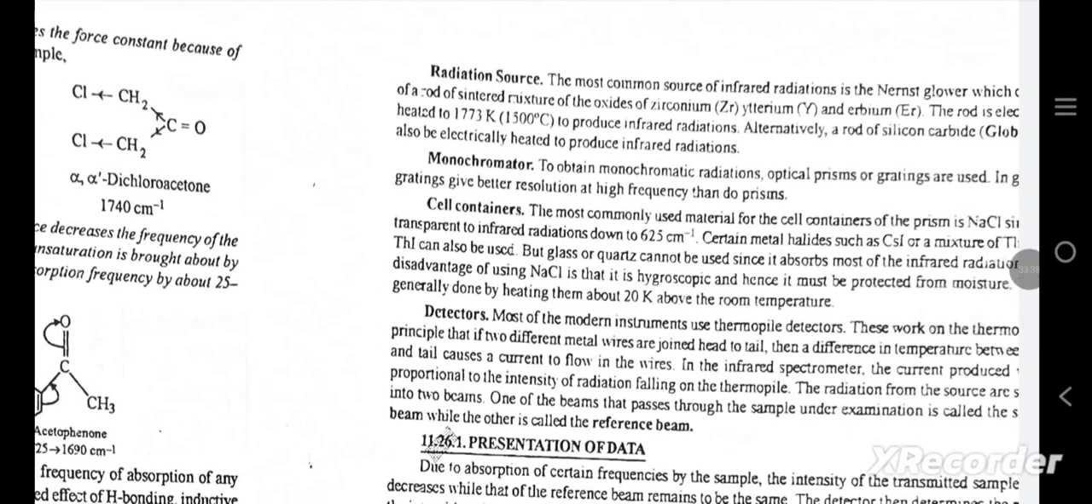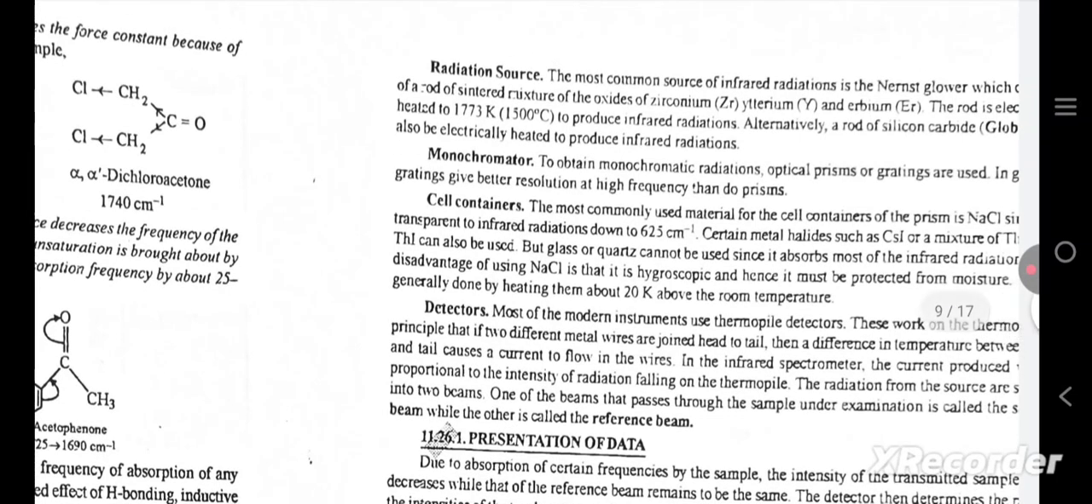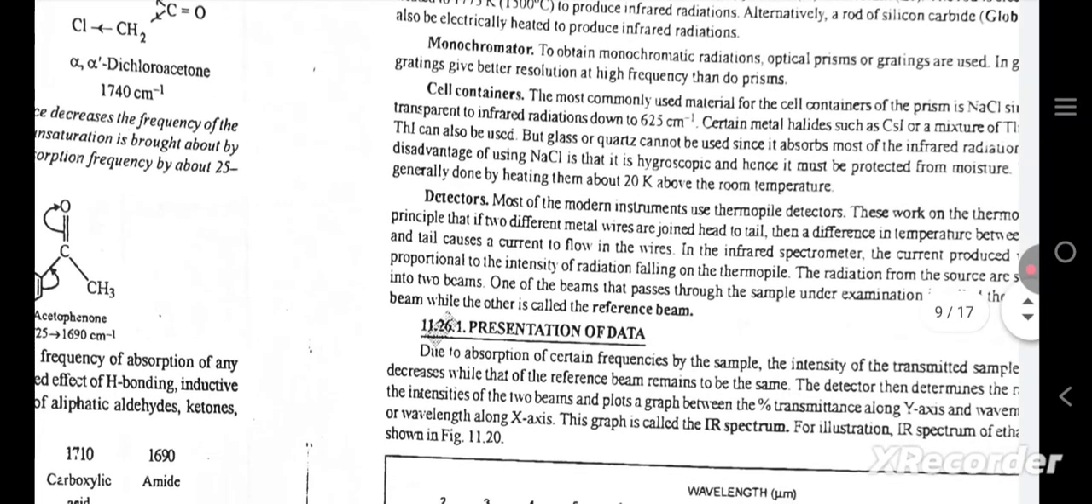Radiation source. The most common source of infrared radiation is the Nernst glower, which consists of a sintered mixture of the oxides of zirconium, yttrium, and erbium. The rod is electrically heated to 1773 Kelvin to produce infrared radiation. Alternatively, a rod of silicon carbide can also be electrically heated to produce infrared radiation. Monochromator. To obtain monochromatic radiation, optical prisms or gratings are used. Gratings give better resolution at high frequency than do prisms.